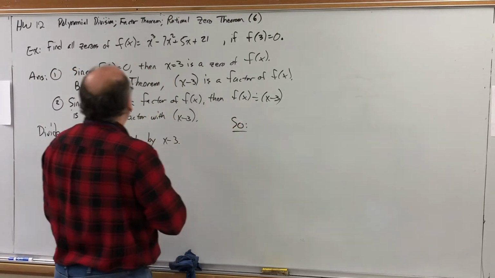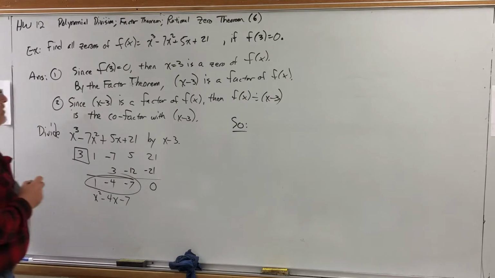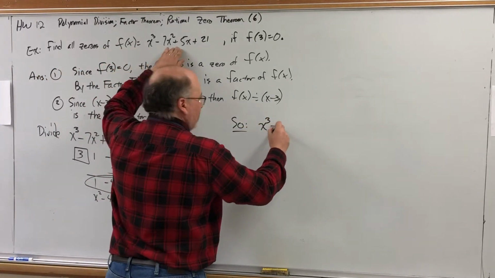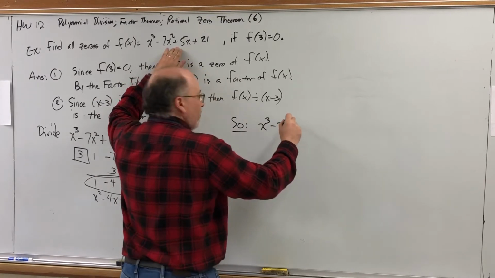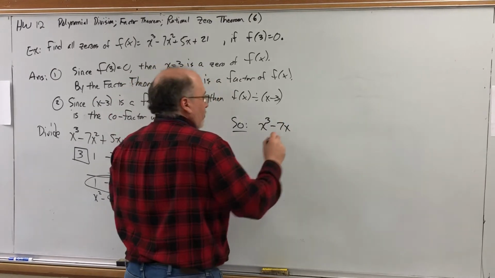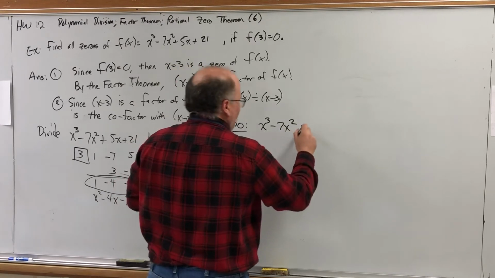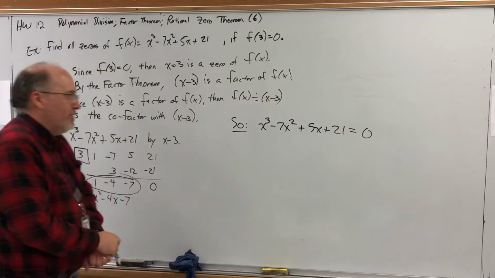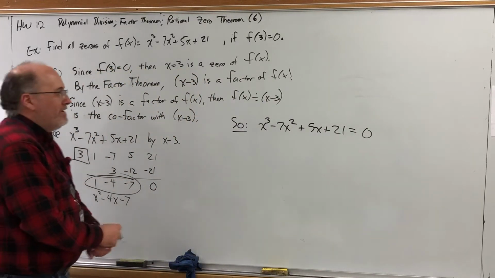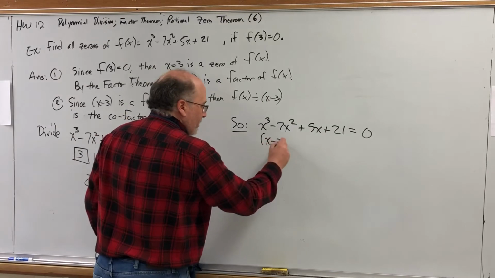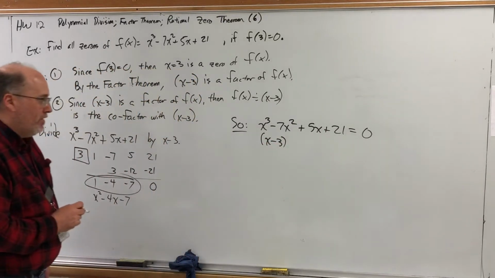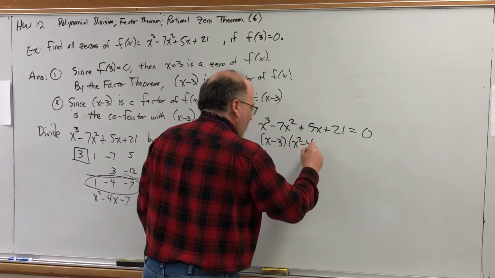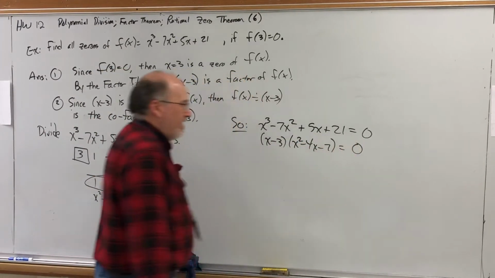So, if we're going to find the zeros of this function, you set it equal to 0. That's how you find the zeros of a function. x to the third power minus 7x to the second power plus 5x plus 21 is equal to 0. And I know two factors. One is x minus 3. Thank you, factor theorem. The other is x squared minus 4x minus 7. Thank you, synthetic division.